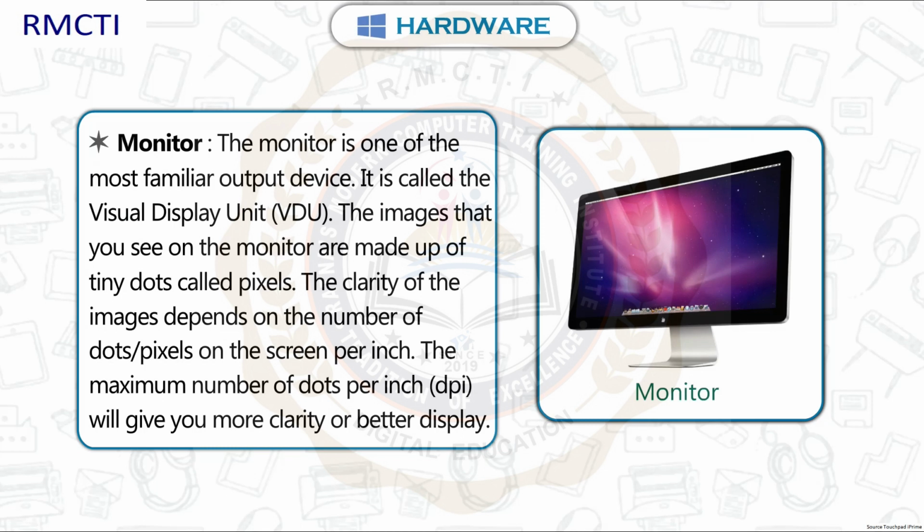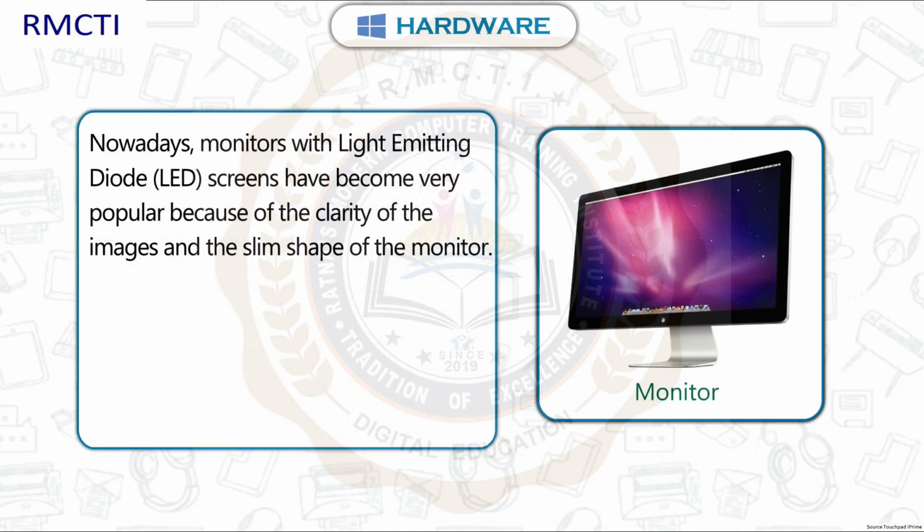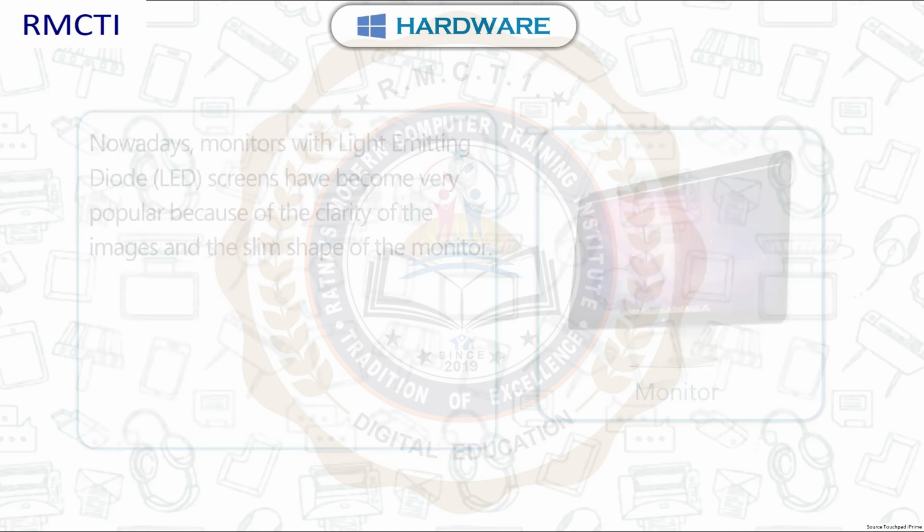The images that you see on the monitor are made up of tiny dots called pixels. The clarity of the images depends on the number of dots/pixels on the screen per inch. The maximum number of dots per inch, DPI, will give you more clarity or better display. Nowadays, monitors with light-emitting diode LED screens have become very popular because of the clarity of the images and the slim shape of the monitor.